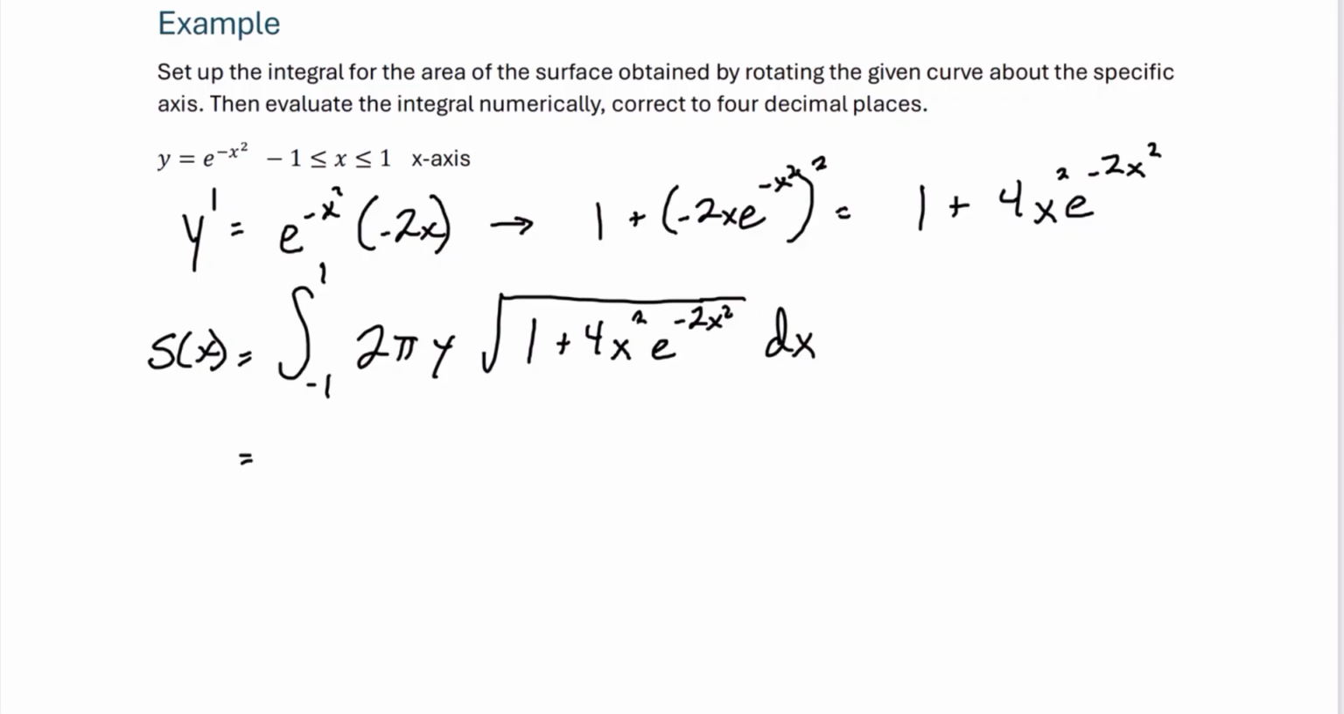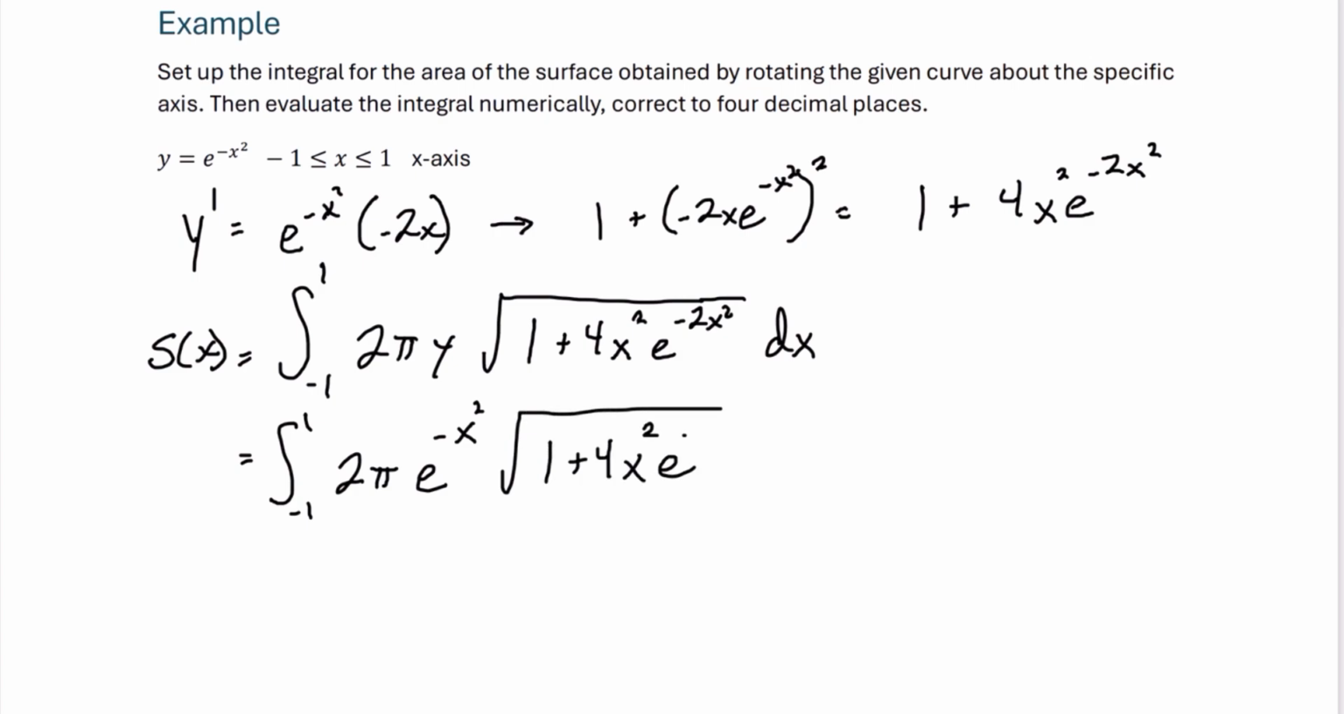We can then rewrite y. Y, we are told in the initial problem, is e to the negative x squared. Then we'll just copy the rest. And in this case, we cannot easily evaluate this, so we'll use a graphing calculator.